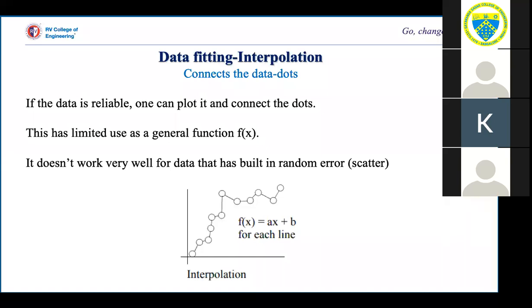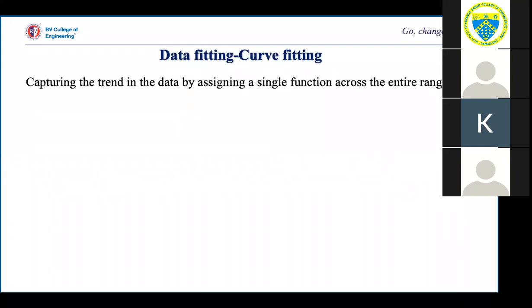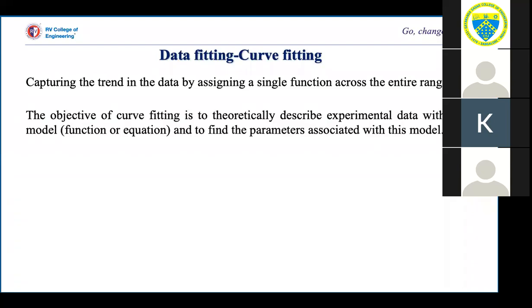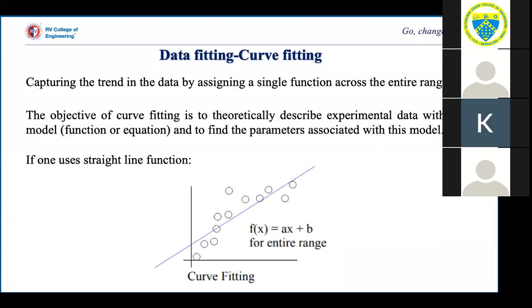But for a value of x, say x equal to 50, our range was from 0 to 6. You cannot use the method, right? To overcome this, we have another data fitting technique called curve fitting, which involves capturing the trend in the data by assigning a single function across the entire range. So this is a scatter diagram. Depending on the trend, how it clusters, you can have a straight line fitting or a parabola or power curves and so on.